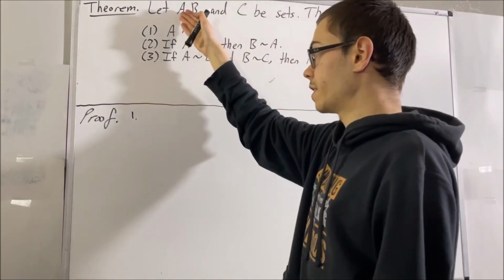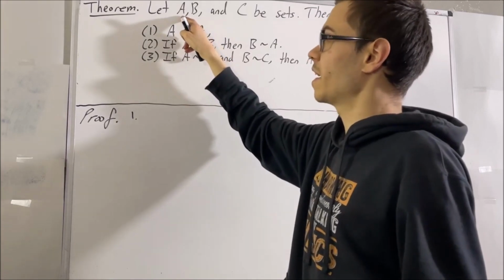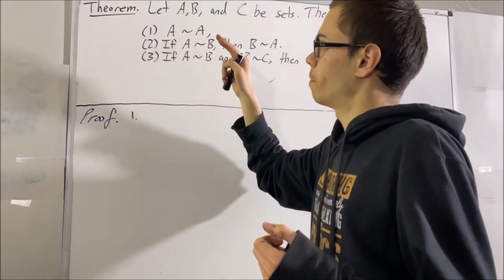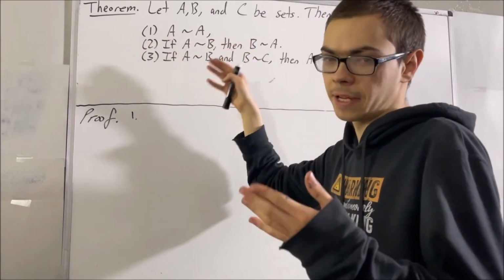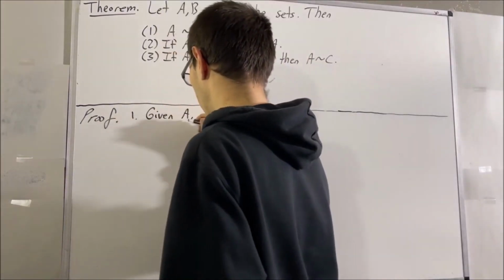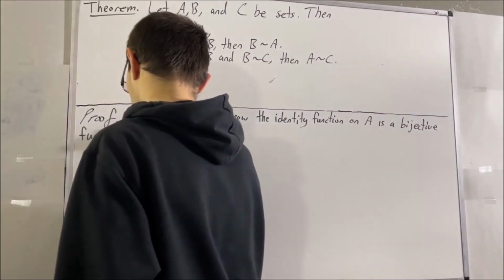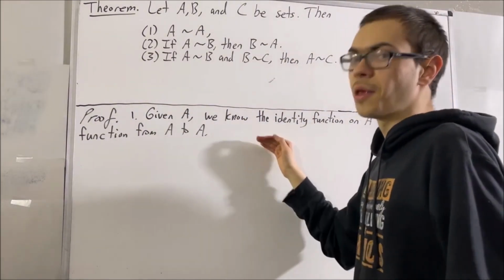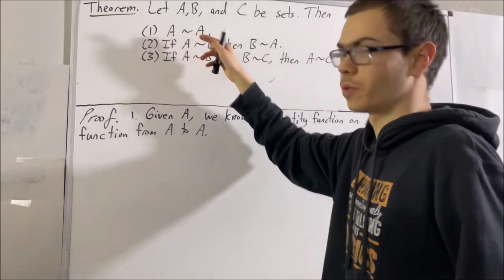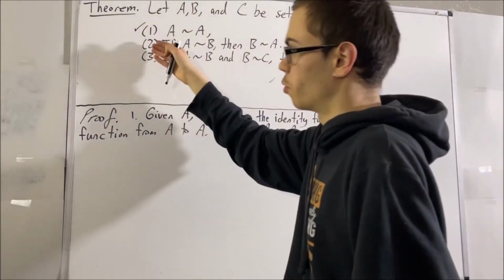So really, given a set A, we want to prove A is equinumerous with A. In other words, given a set A, we want to show that there is a bijection from A to A. Well, we know of the identity function on A, right? The identity function on A is a bijection from A to A. So yeah, there is a function from A to A that is bijective, which means A is equinumerous with A. So that proves one. Now let's prove two.